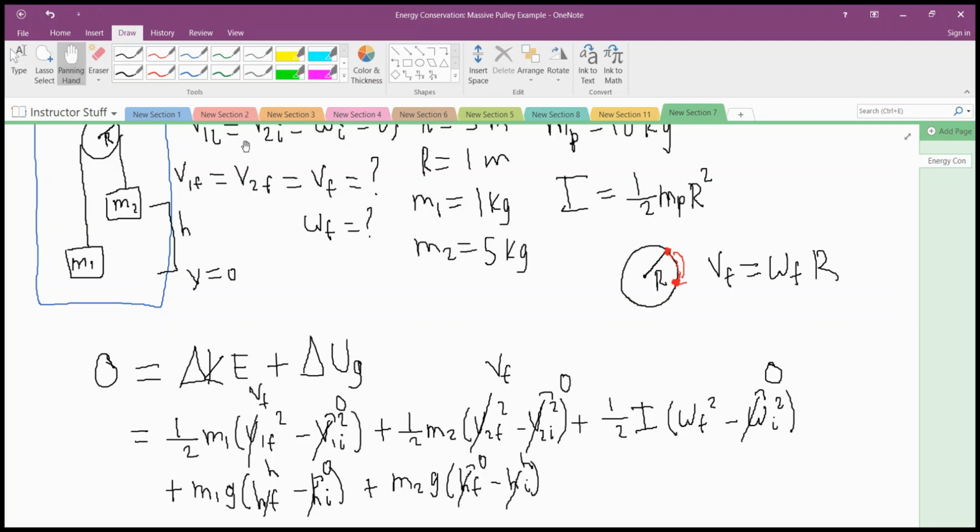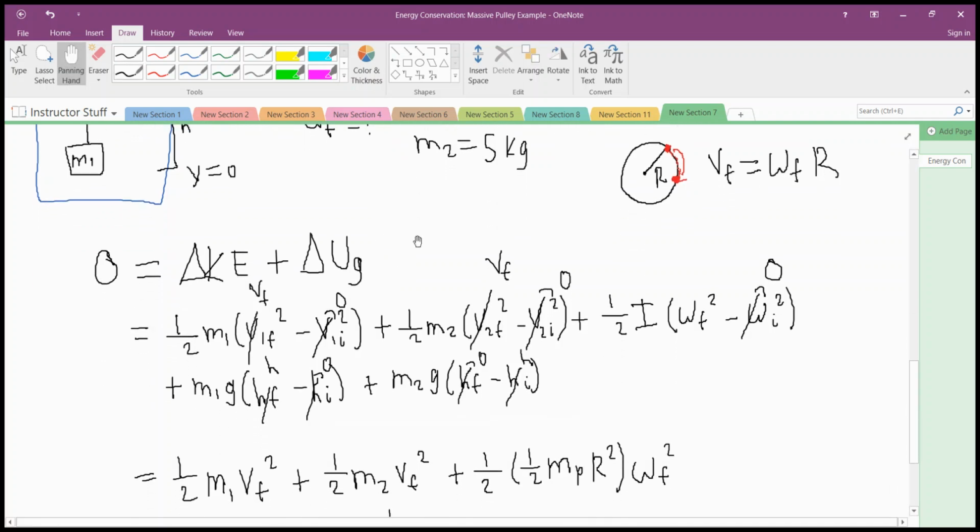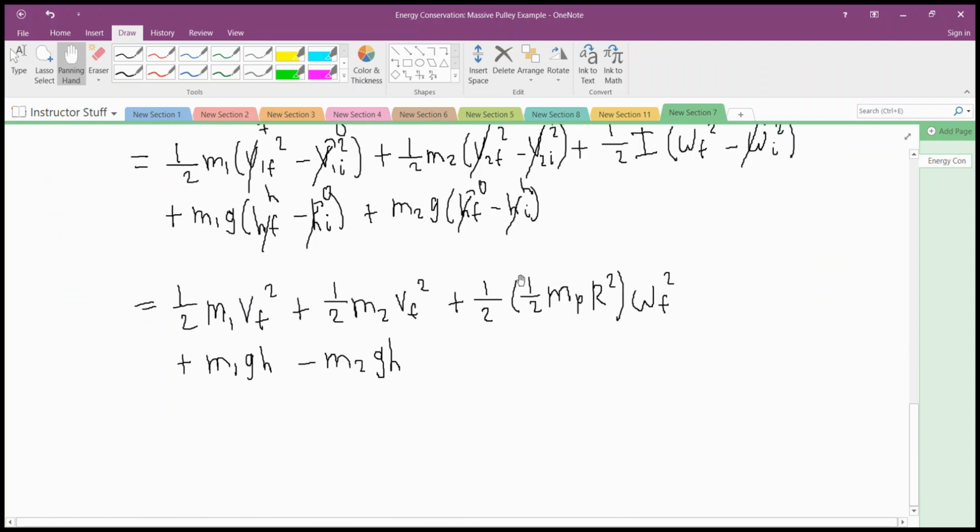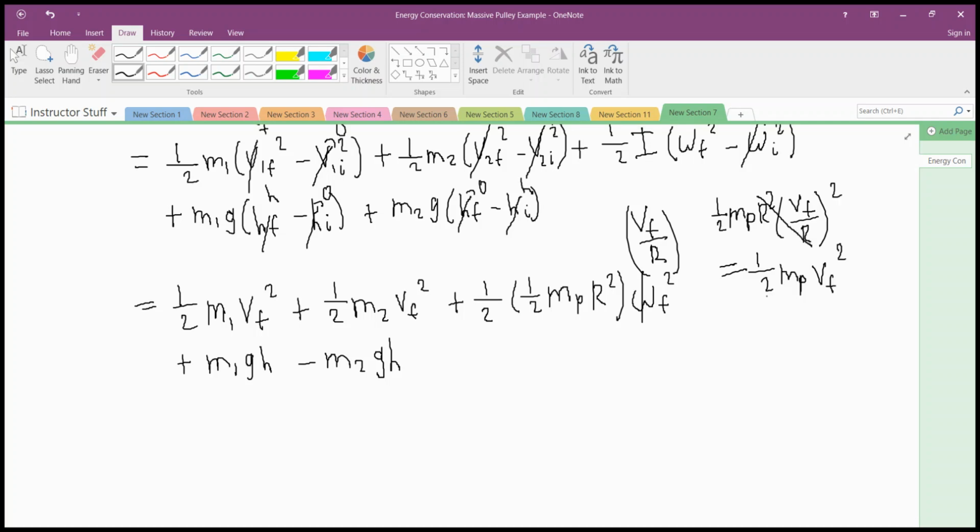So now we can use this relationship to rewrite omega final in our energy equation. Note also, before I do that, I've already made the substitution for the moment of inertia of the pulley. So omega final is V final over R, which when it gets squared, the R squareds are going to cancel. Watch. We have an R squared on the bottom and R squared on the top. And so we are left with 1/2 mass of the pulley times V final squared.